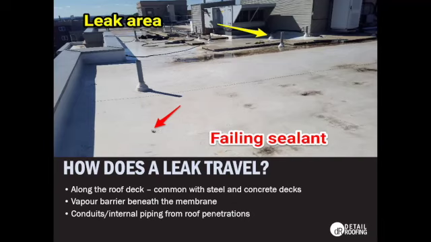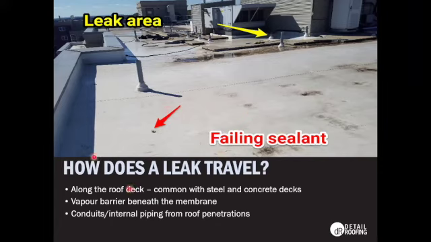The roof deck can be a common cause of water traveling, especially with steel or concrete decks. With the steel decks, we always try to note the direction that it's going. In this case, it's a concrete deck, but if it were steel and if it were traveling along this way, then that would be important to note because it could be traveling along the flutes in the deck.